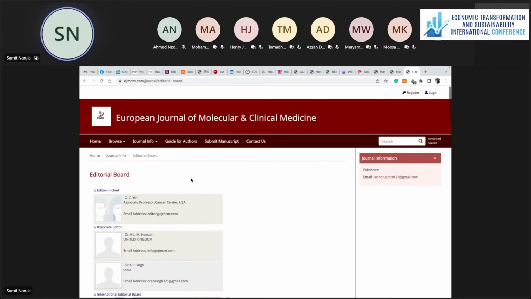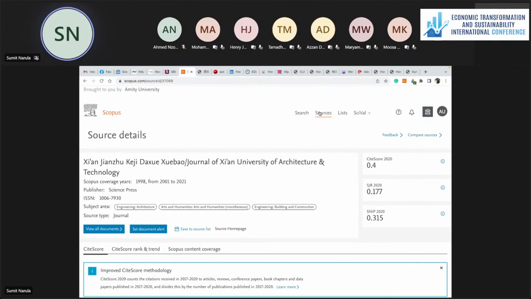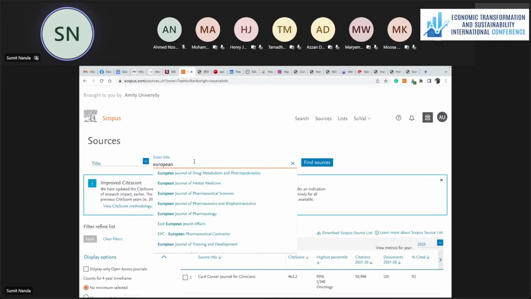So if you look at this journal now, the editorial board is also looking like a fraud one. Contact us details were wrong. Now we'll copy this name and we will go to the Scopus databases. This journal was earlier in Scopus. Now it has been discontinued, but it has its digital footprints, which will tell us more about the journal.